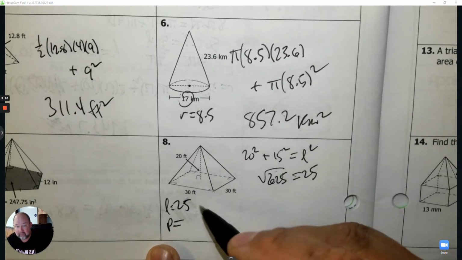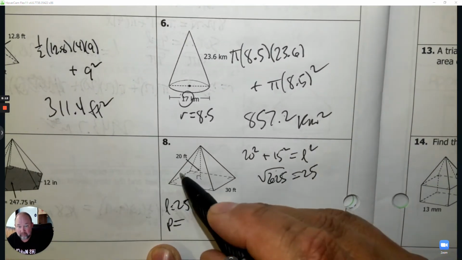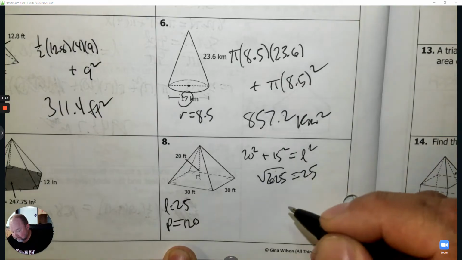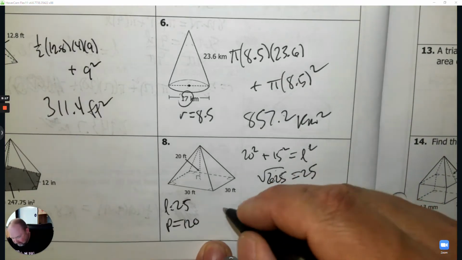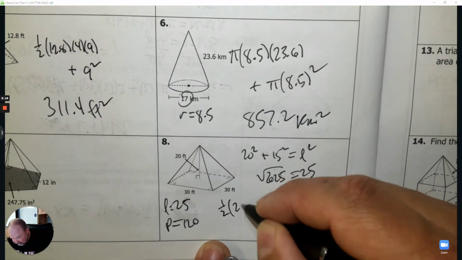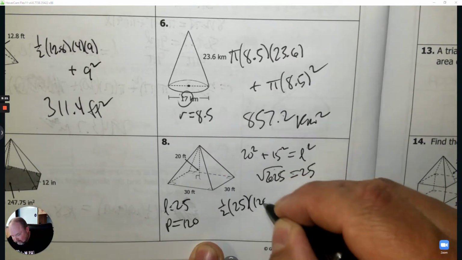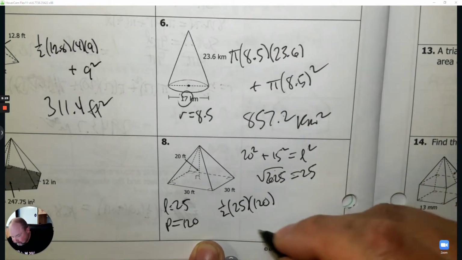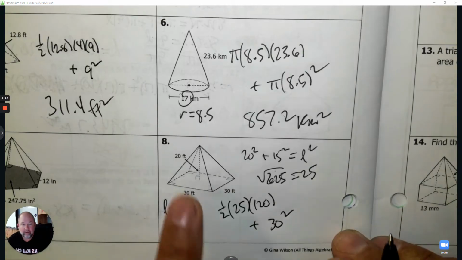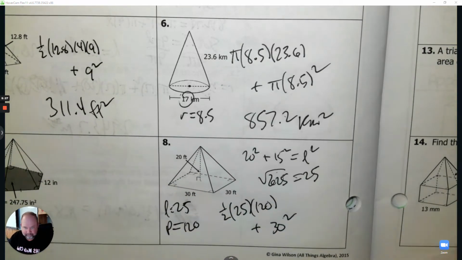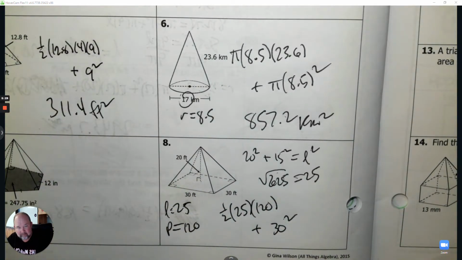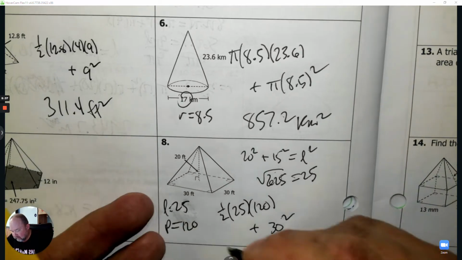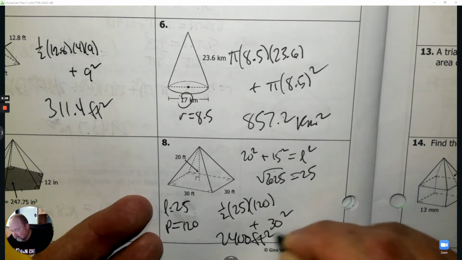The perimeter, if I go 30 plus 30 plus 30 plus 30, is 120. And now I can use the formula. So it's 1/2. I'm going to multiply those together. Plus the area of the base is 30 squared. And now type it in. So 0.5 times 25 times 120 plus 30 squared. I get 2,400 feet squared.